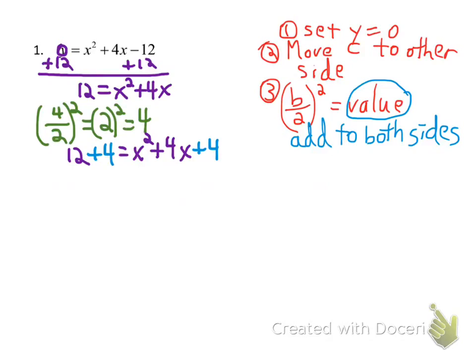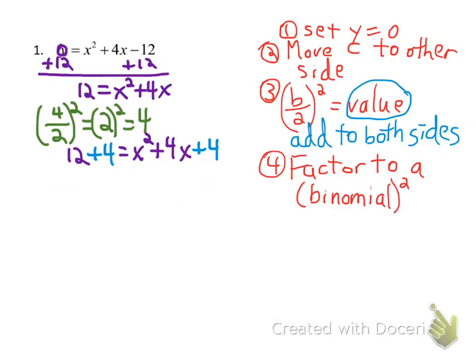So what we have there is x squared plus 4x plus 4. That's our perfect square trinomial. And now we are able to factor that perfect square trinomial into a binomial squared. Again, the whole point of completing the square is to get a trinomial that you can factor down into a binomial squared.